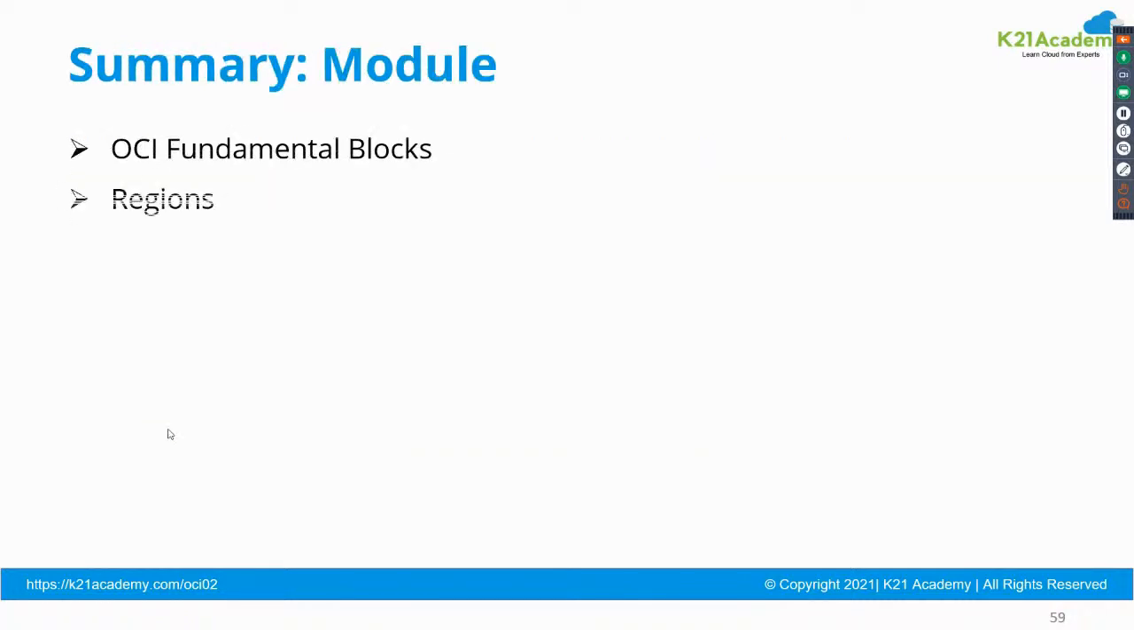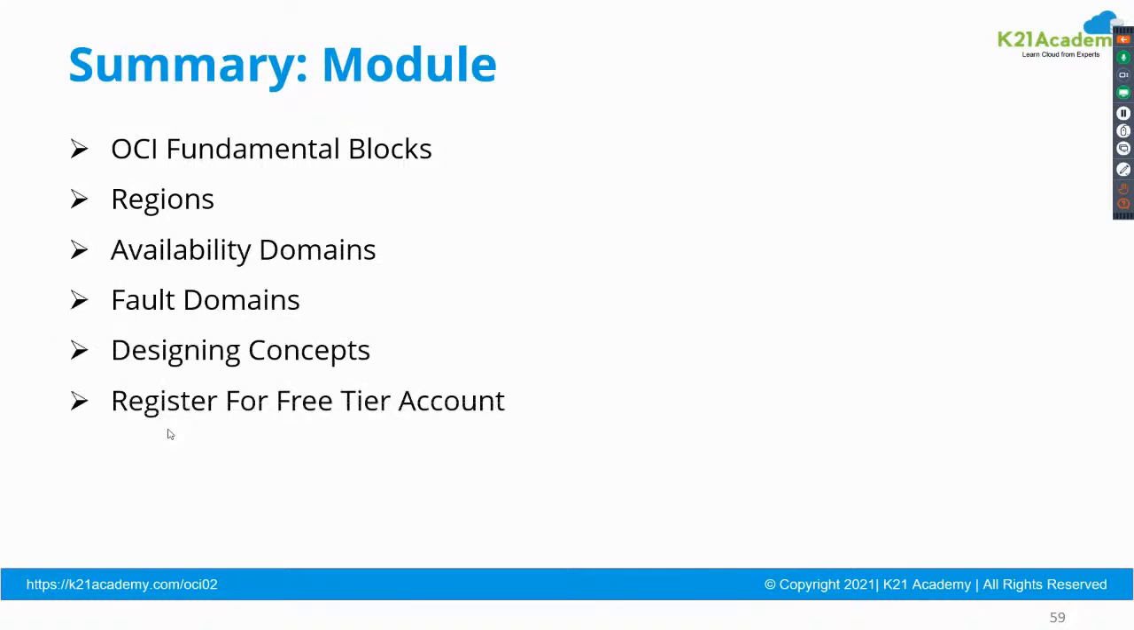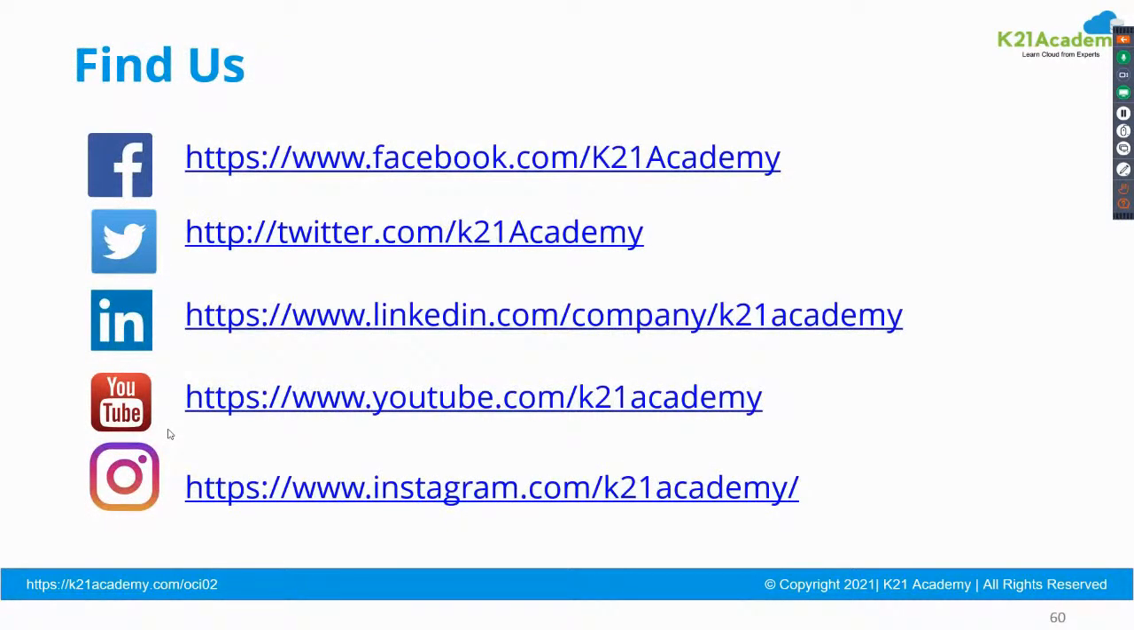Right, so with that, we are done with this module, which covers the fundamental blocks: regions, availability domain, fault domain, and how they can all be utilized for design purposes. We have also seen the free account registration and accessing OCI. So this is about module 2. And now we can basically take a few questions.